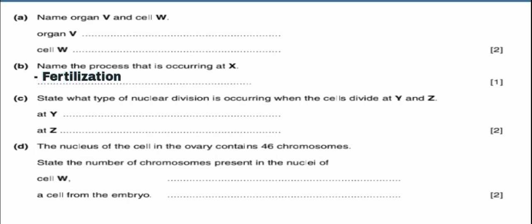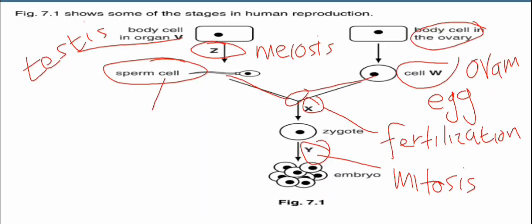And then as for C, it is saying, state what type of nuclear division is occurring when the cells divide at Y and Z. When we say nuclear division, this one is the same as the cell division. So let's see at Y. What type of cell division is happening at Y? It is the mitosis. Then at Z, meiosis, because the gamete cell is being produced now.